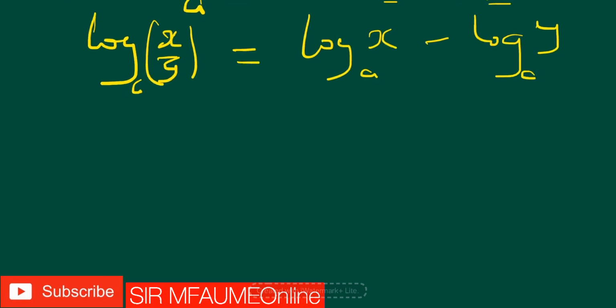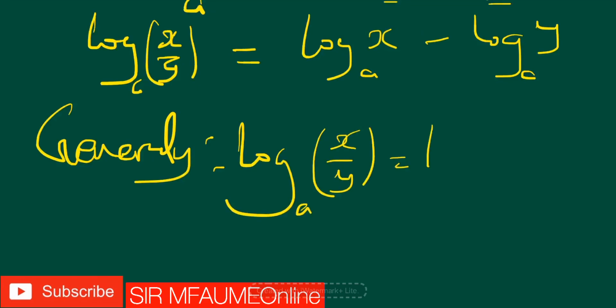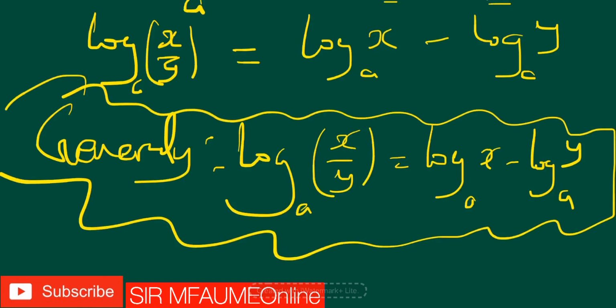That means, in general, the quotient rule: if you have log base a of x over y, this will be equal to log x base a minus log y base a. This is what you call the quotient rule. So you have to understand the quotient rule. It can be applied to different quotients of logarithm.